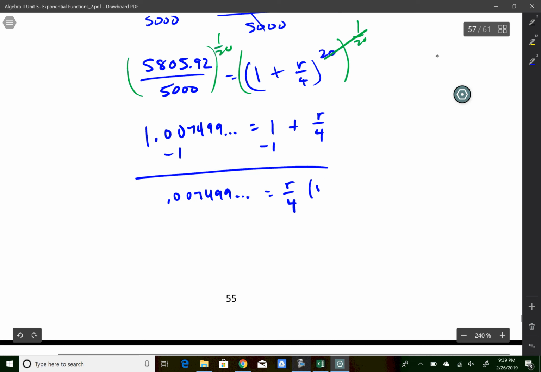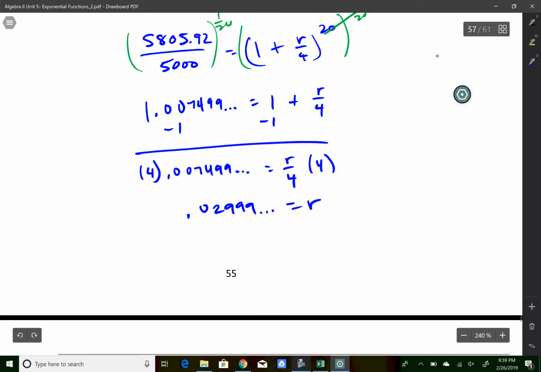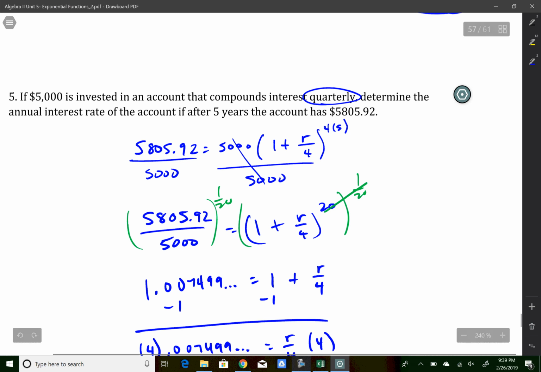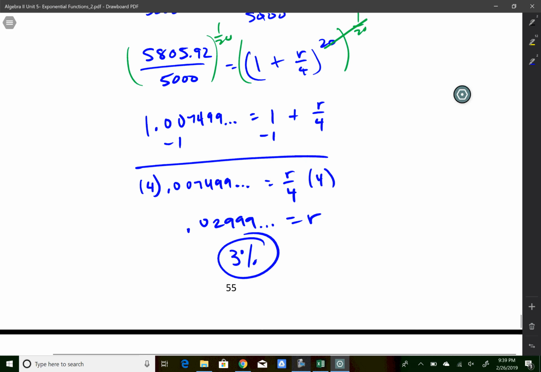And I multiply both sides by 4. Again, leaving that decimal right in your calculator. Now just hit times 4. This way we're not actually rounding. So we see we get 0.02999... equals the rate, which we can change to roughly 3%. All right, so we have a 3% increase every quarter. It's going to be 2.999, so we could say 3%.